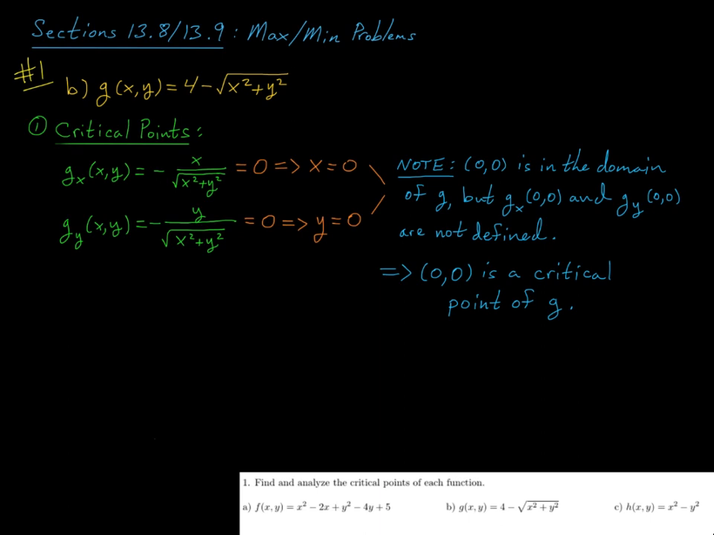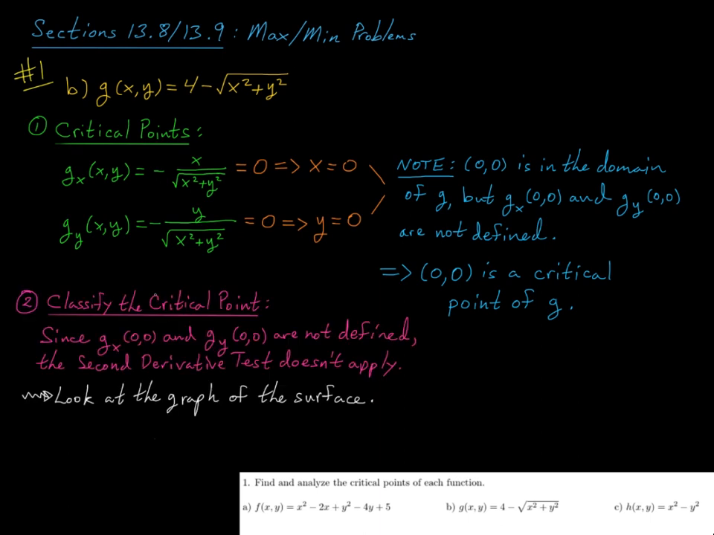All right, so now let's go ahead and classify the critical point. Since these partial derivatives are not defined, the second derivative test that we introduced in the last video does not apply. The second derivative test only applies if both of these partial derivatives are 0 at our critical point. So what do we do in this case? Well, we're going to have to look at the graph of our surface.